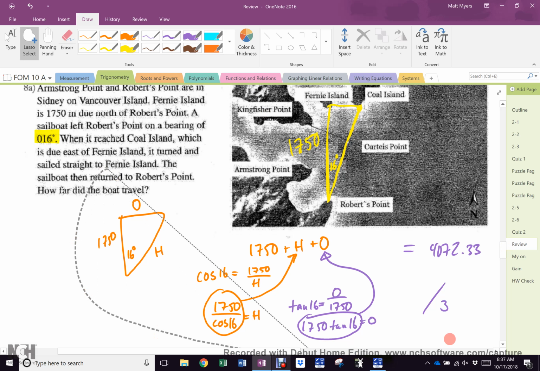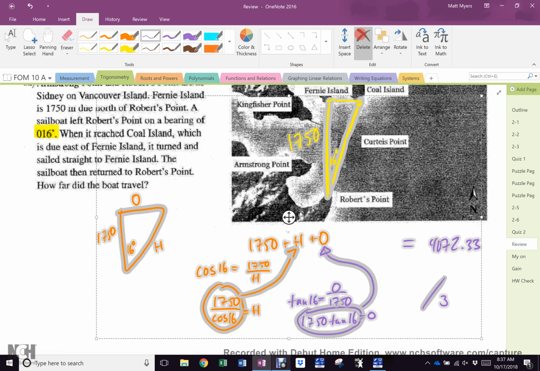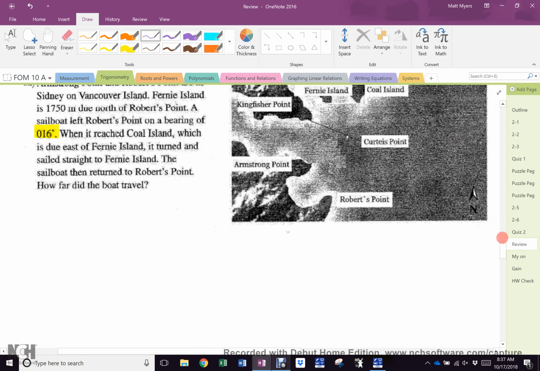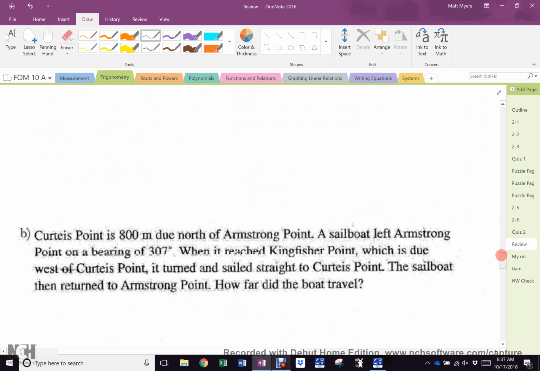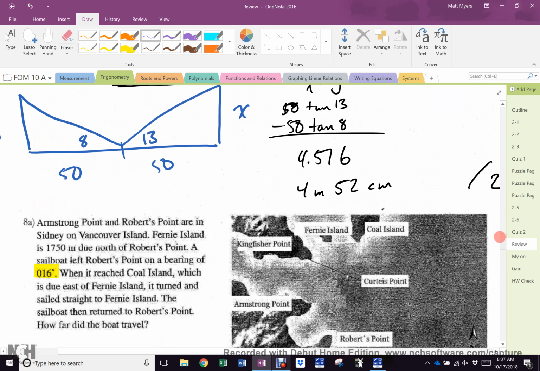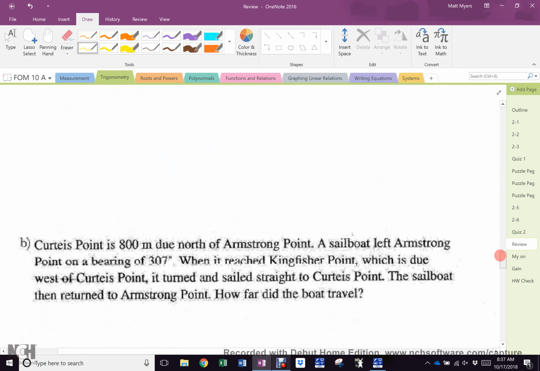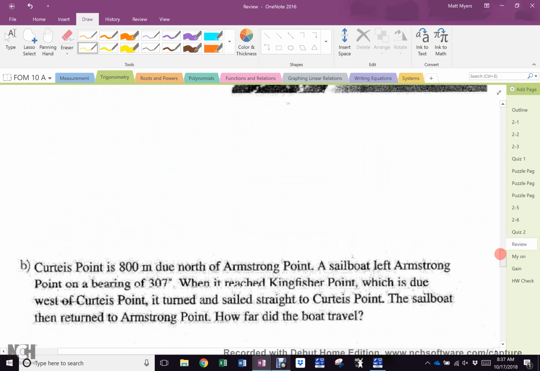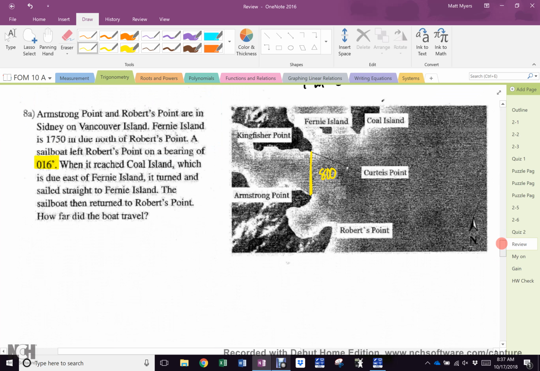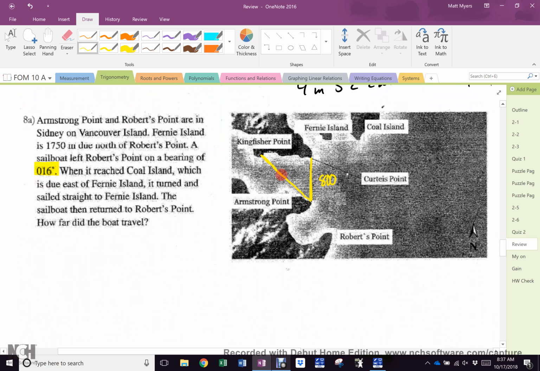The next question says the boat started at Kingfisher, Armstrong Point, doesn't it? Yeah. Curtis Point is north of Armstrong Point. Oops, purple's a really bad color to use there. There is 800. Now, the boat leaves Armstrong on a bearing of 307. I don't know how to read that, Mr. Myers, but I sailed to Kingfisher Point. Everyone agree? Then I sailed over to Curtis Point and then home.